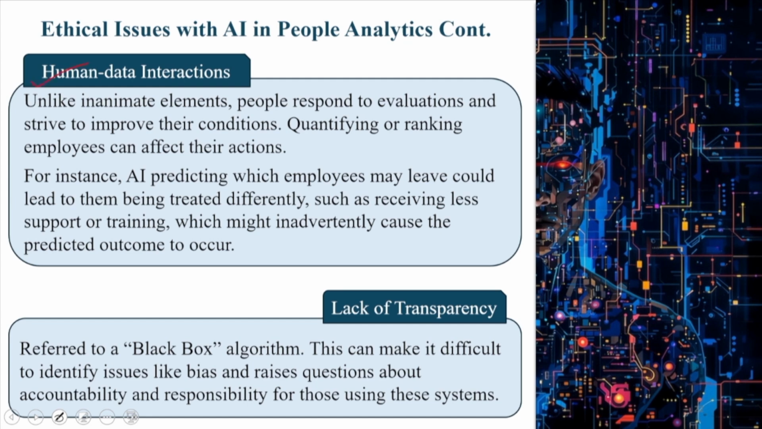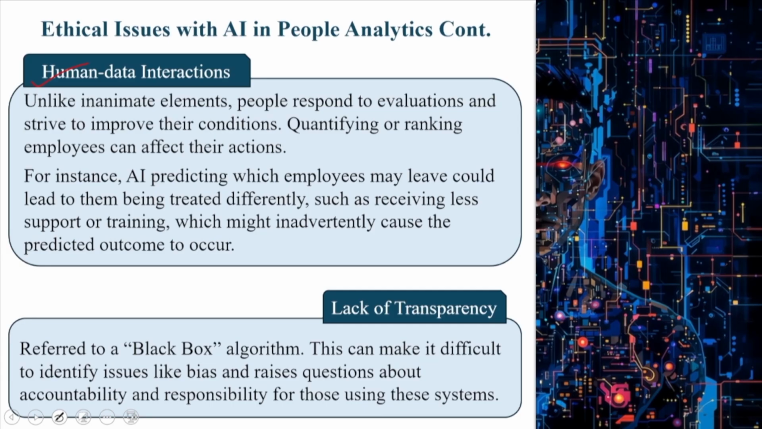Human data interactions: a key consideration for AI-based HR algorithms is how they influence employee behavior. Unlike inanimate elements, people respond to evaluations and strive to improve their conditions. So quantifying or ranking employees can affect their actions. For instance, if AI predicts which employees may leave, they could be treated differently, such as receiving less support or training, which might inadvertently cause the predicted outcome to occur.